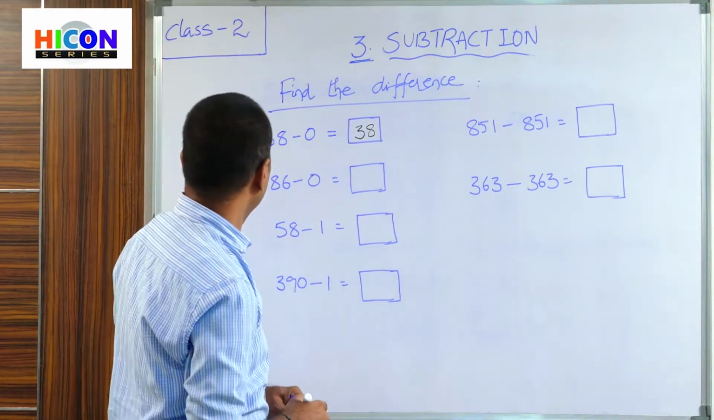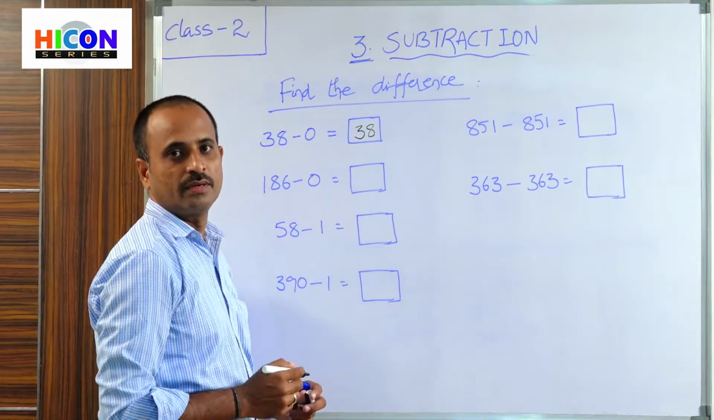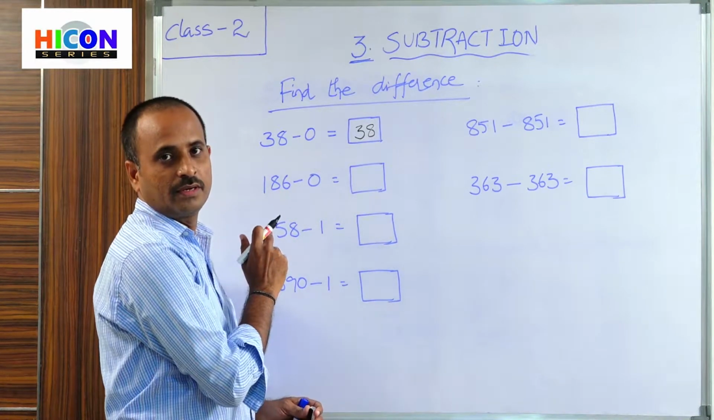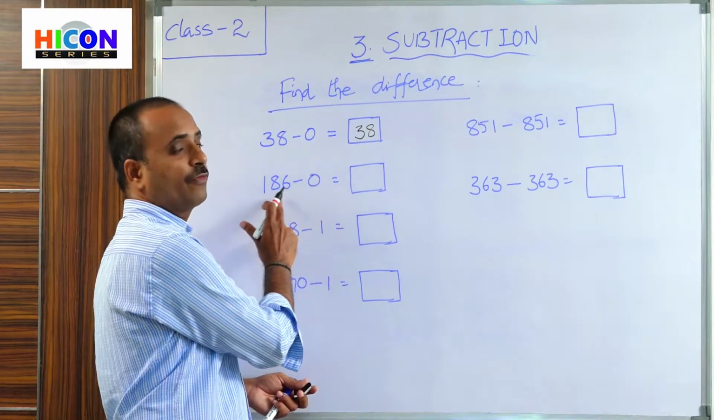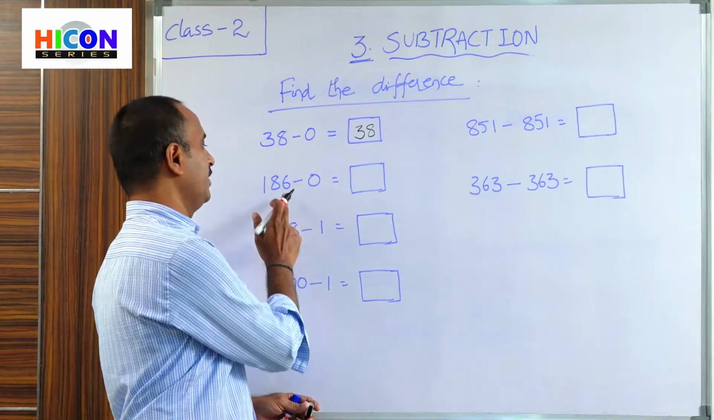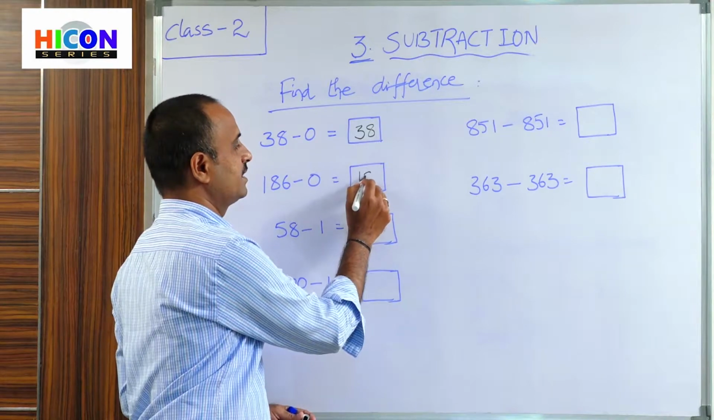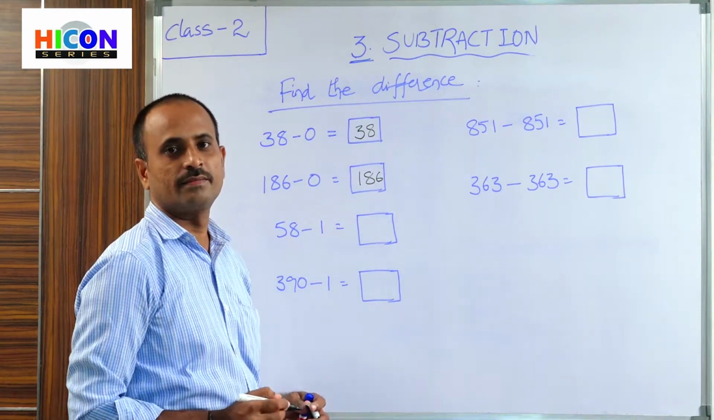Let's see, children, the second subtraction, 196 minus 0. Here we are subtracting 0 from 196. According to subtraction facts, if we subtract 0 from any number, again we get the same number. That means we get 196 as the answer. So the difference is 196.